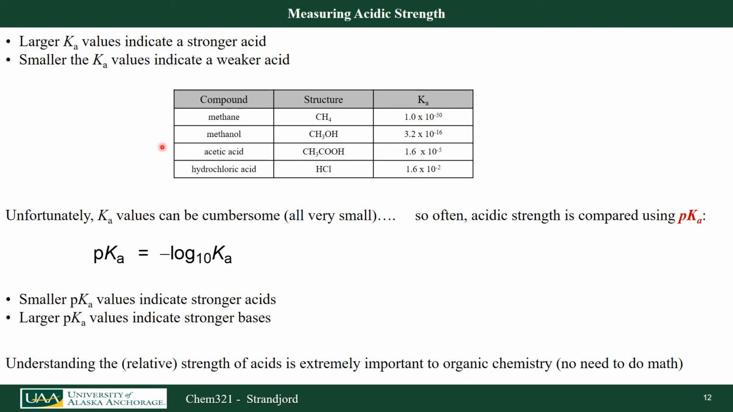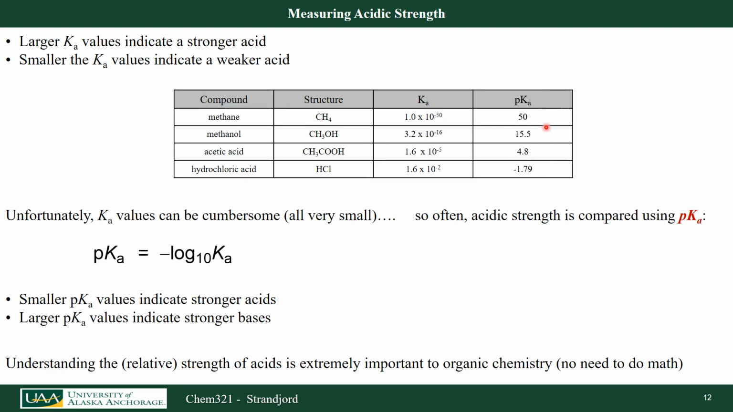Unfortunately, these values are cumbersome because they cover such a broad range and are so small to start with. So we often take the negative log of the Ka and get something called the pKa. Acid strength is now compared by pKa rather than Ka because it makes the numbers more manageable. If I take the negative log of the Ka, I find that hydrochloric acid has a pKa of minus 1.79, acetic acid 4.8, methanol 15.5, and methane 50.